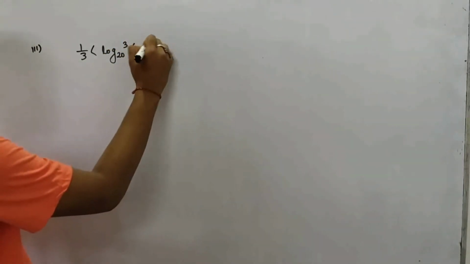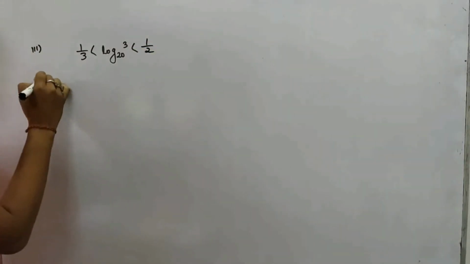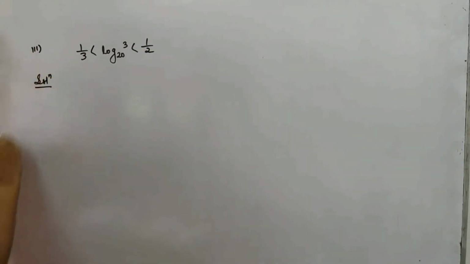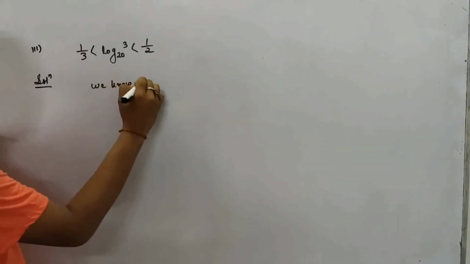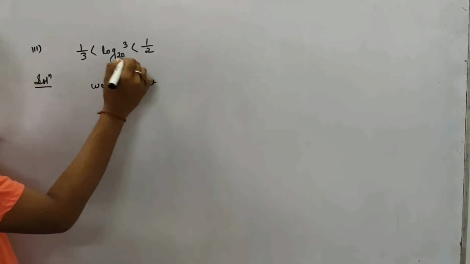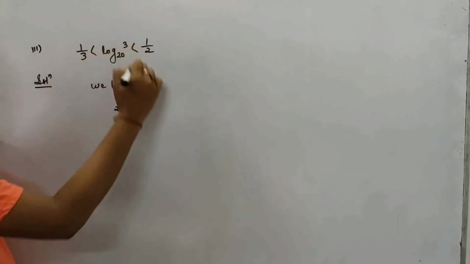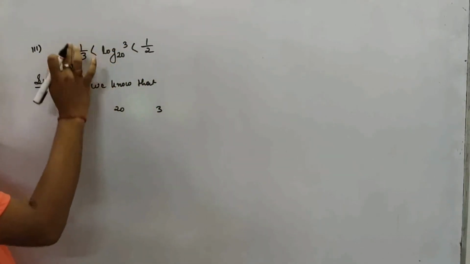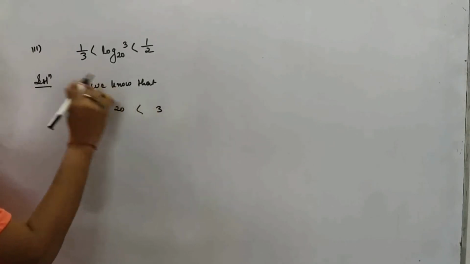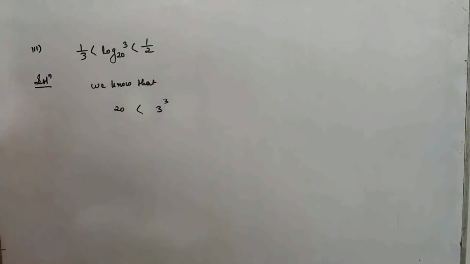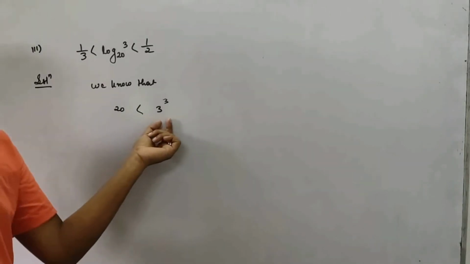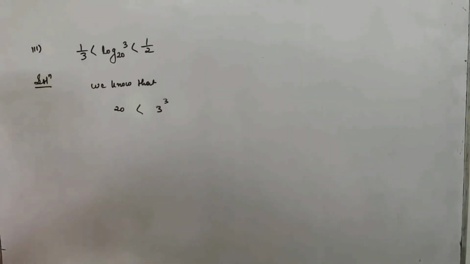One by 2. Solution. Okay, so again we know that 20, I will write this side, 3 I will keep this side, power of 20 will be 1 and power of 3 will be what? 3. Once you check, 3 cube is 27, so 20 is less than 27, correct?